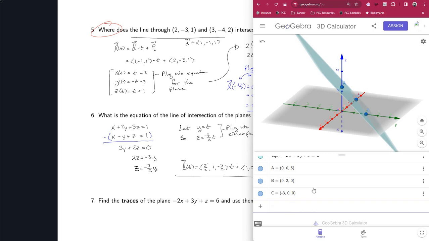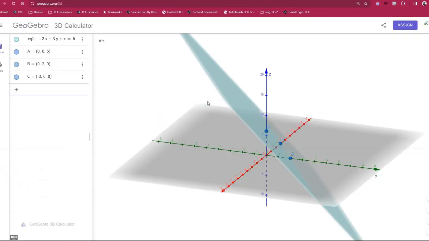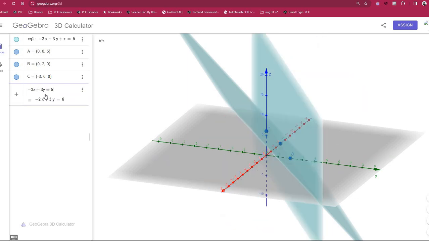Now the traces are the lines between these points. So if I look back at my equation and I just take z equal to 0, we get -2x plus 3y equals 6.